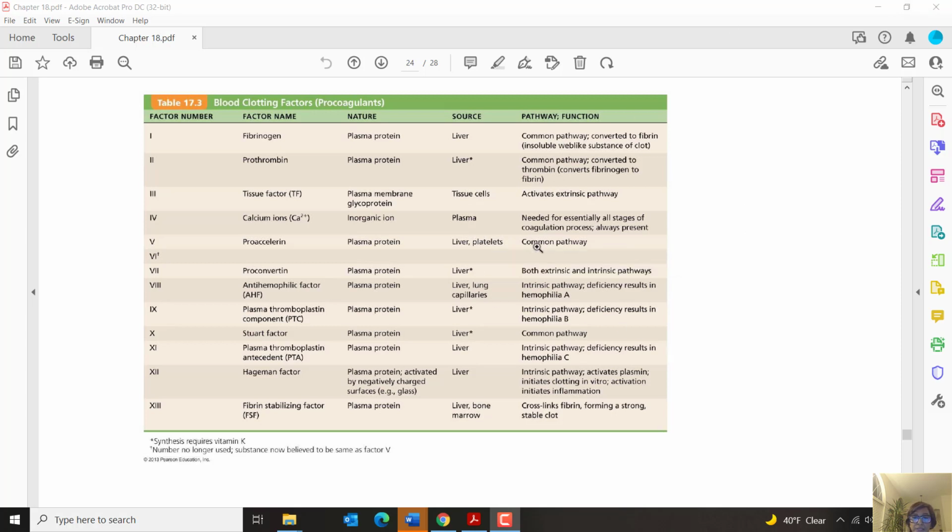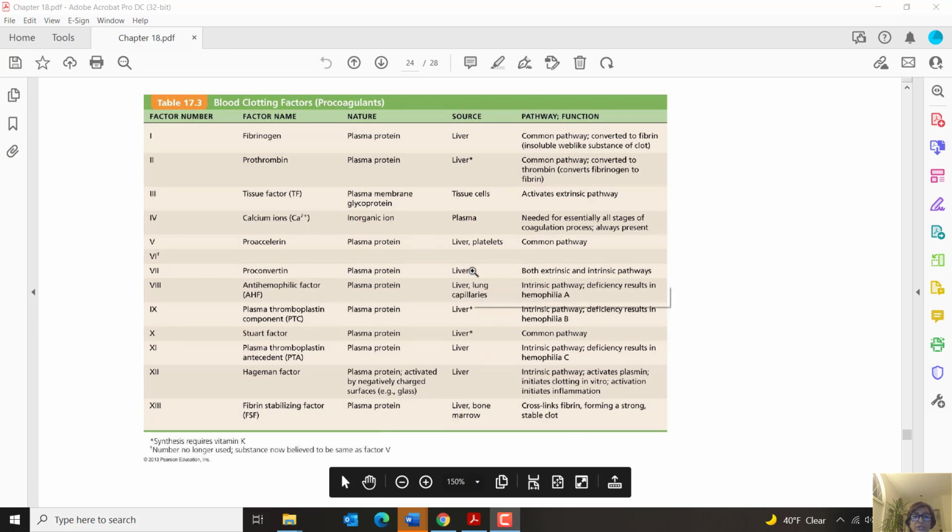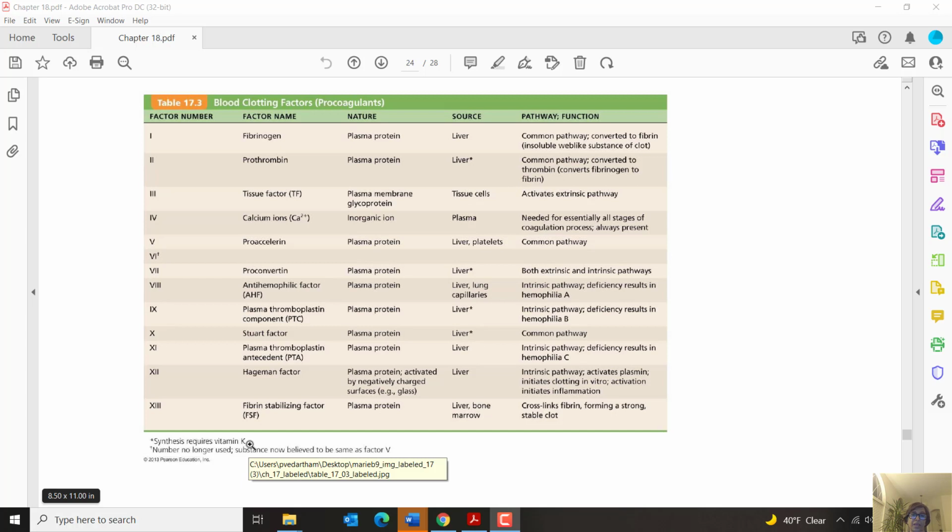And if you look at this, most of them, all these with the asterisks, require vitamin K in order to produce that particular factor. So calcium and vitamin K are two dietary components very important for blood clotting. And if we talk about organs, the liver is the most important organ for blood clotting.